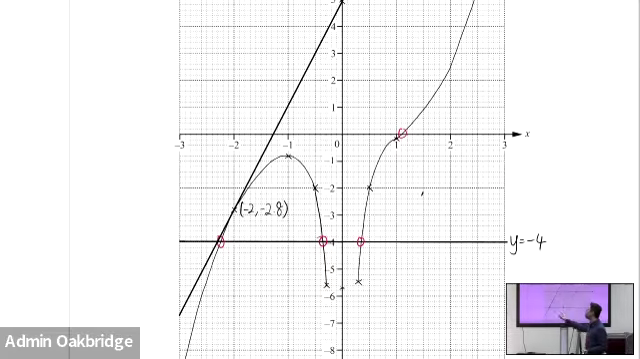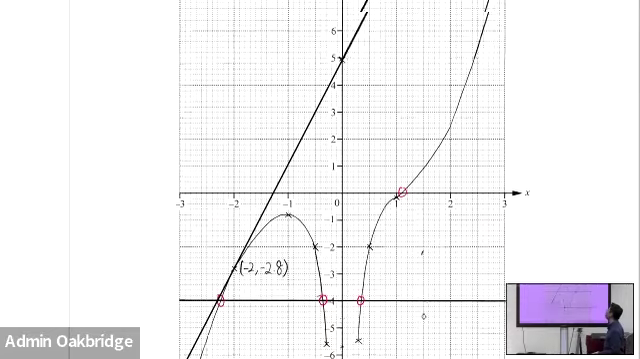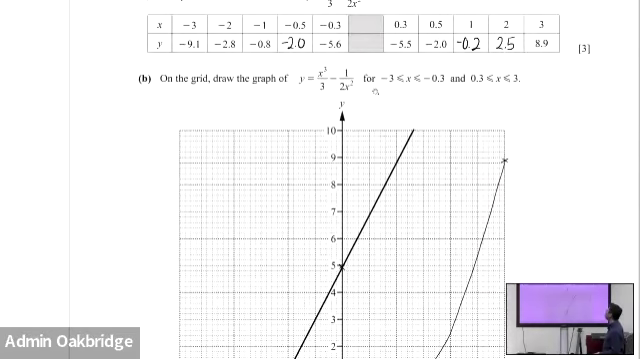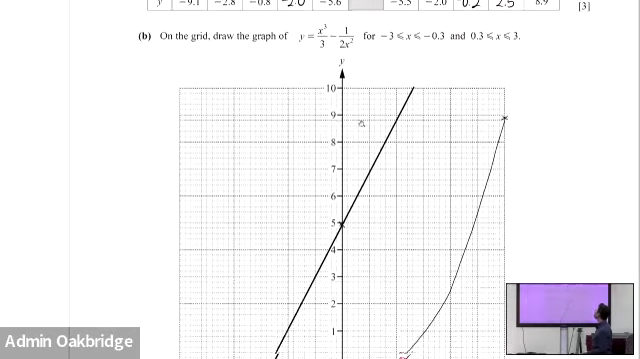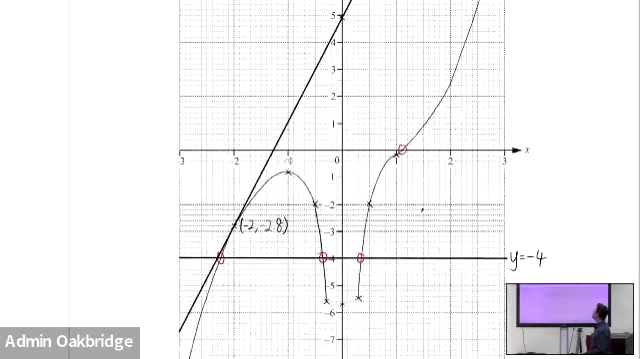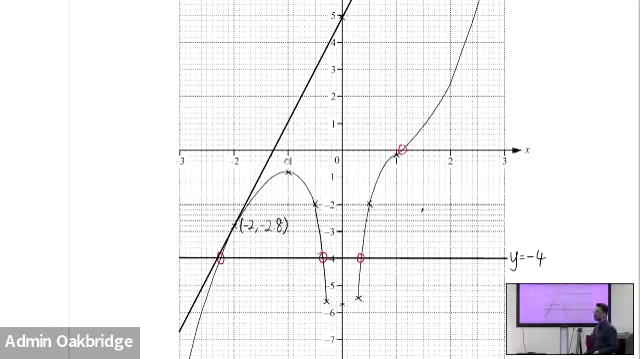So the left part and the right part. Be careful here. You look at the question carefully, you also know. The question asks you to draw the graph from -3 to negative 0.3, so stop at negative 0.3. Then start from 0.3 until 3. So don't go and connect the graph in between these 2 points. Be careful. All right.